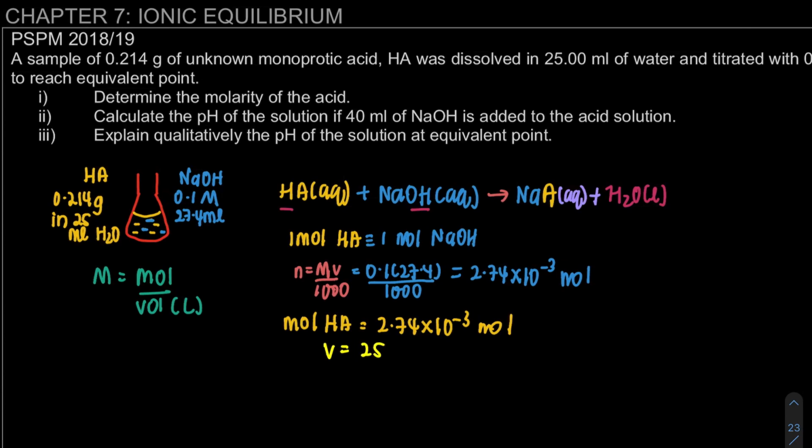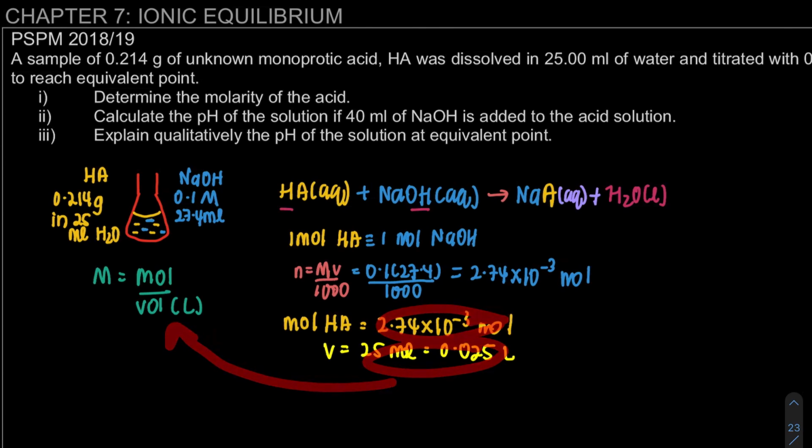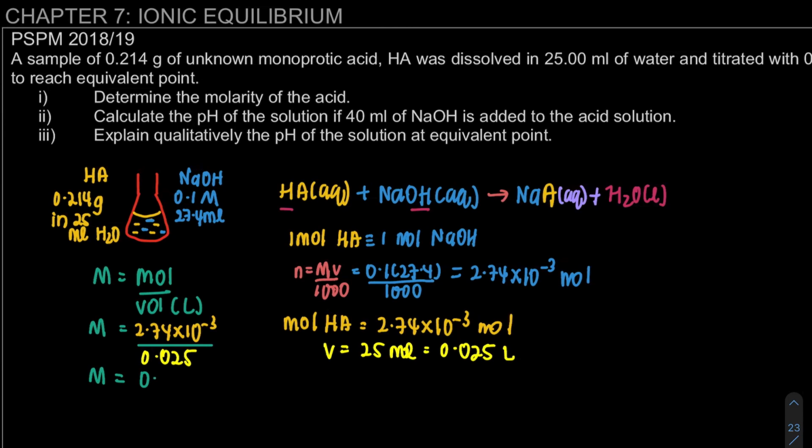But then again, for molarity, we want it to be in liter. So 0.025 liter. We're just going to substitute this value into this formula. So the molarity will be 0.1096 molar. Okay, so that is for question number 1, determine the molarity. For this chapter 7.2, usually we're going to find out the mole using n equals MV over 1000.